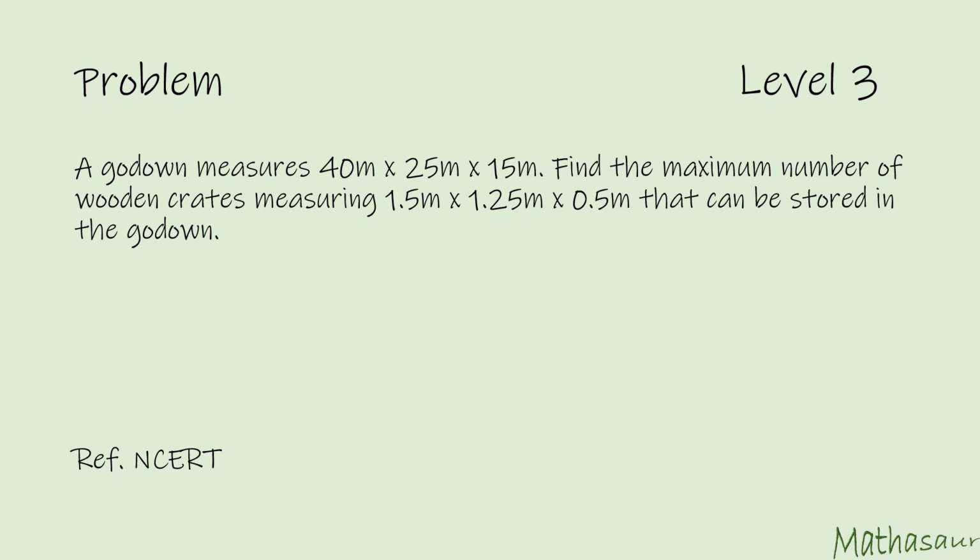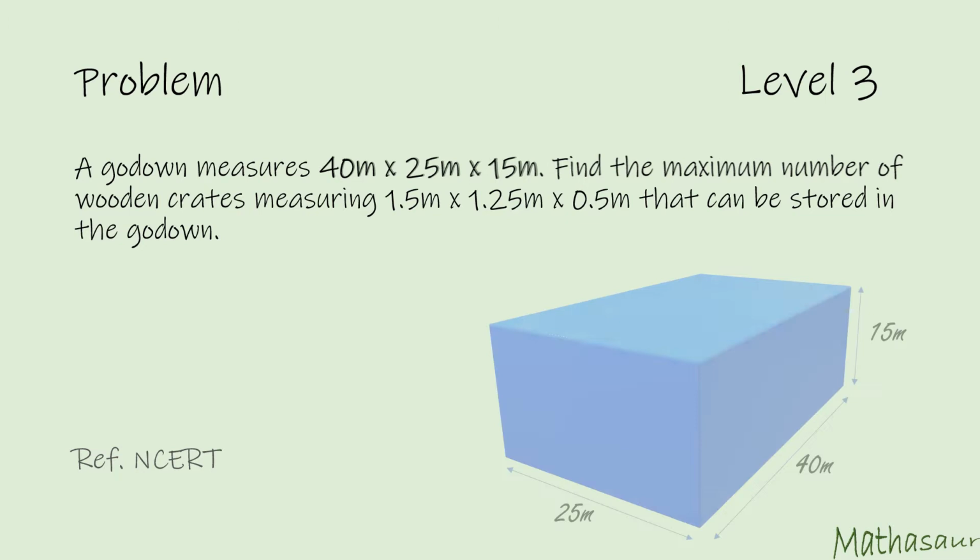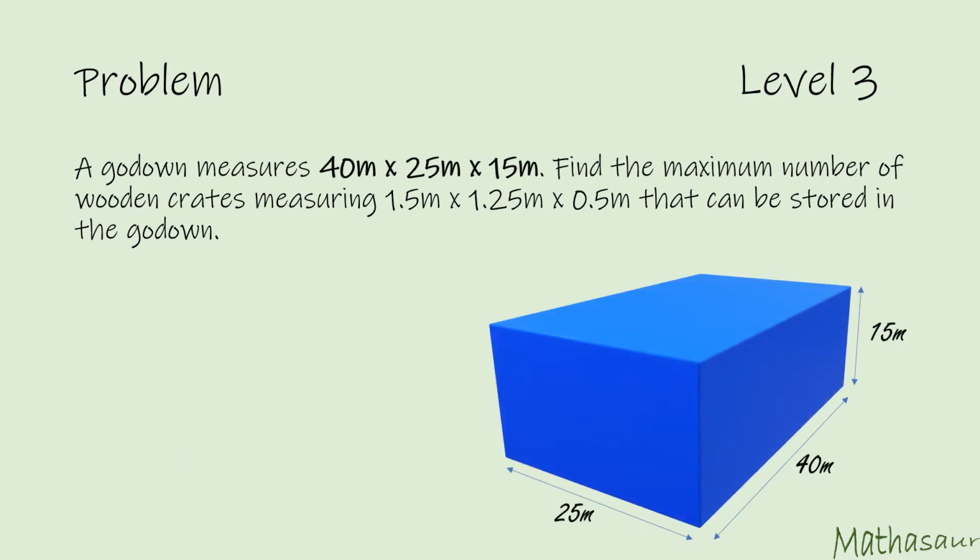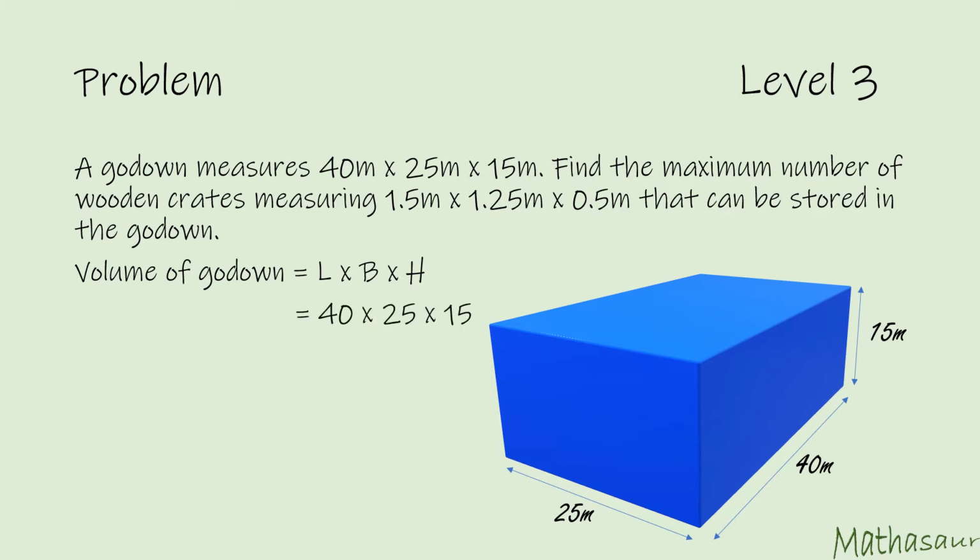A godown measures 40 meters by 25 meters by 15 meters. Find the maximum number of wooden crates measuring 1.5 meters by 1.25 meters by 0.5 meters that can be stored in the godown. Now that is a huge godown. My volume is going to be L into B into H. Let us represent the dimensions by capital letters. So 40 multiplied by 25 multiplied by 15. Let us leave it like that.